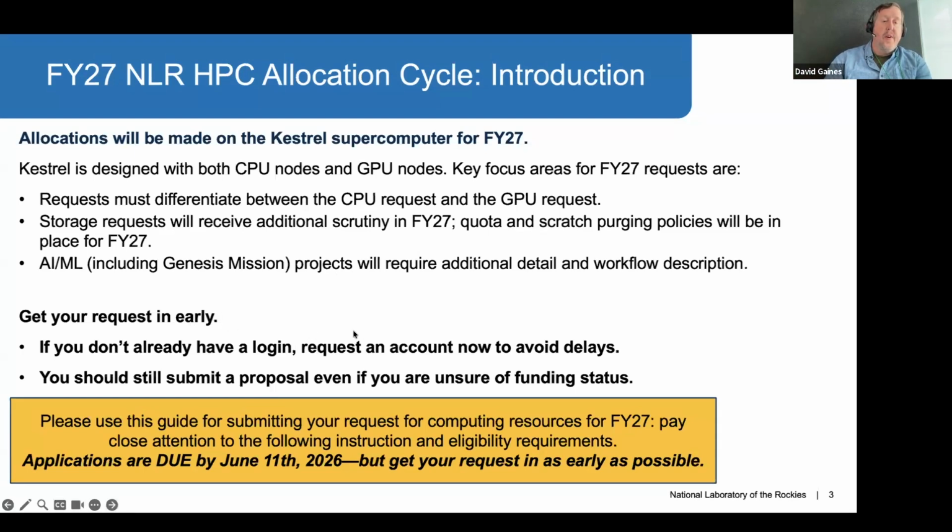Finally, get your requests in early. If you don't have an HPC account already, request an account now to avoid delays. You should still submit a proposal if you're unsure of your funding status, which I'll repeat multiple times through this slide deck. The intent is for the allocation cycle to run in parallel to the funding cycle. And then finally, applications are due by June 11th. Please get your requests in as early as possible.